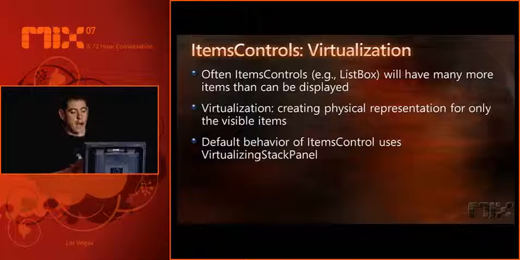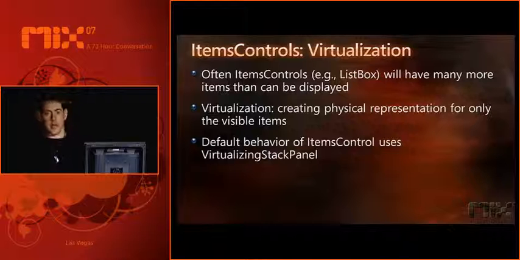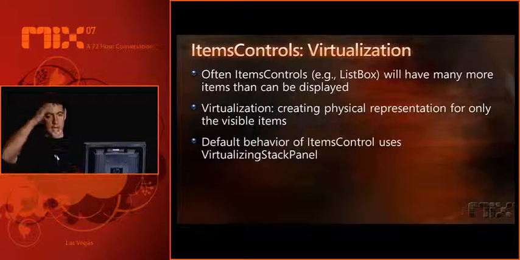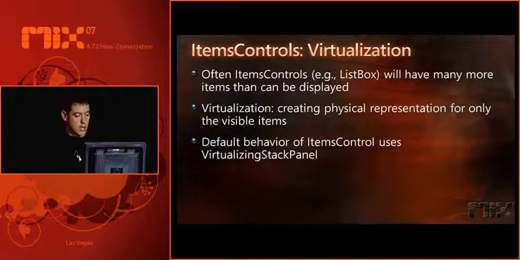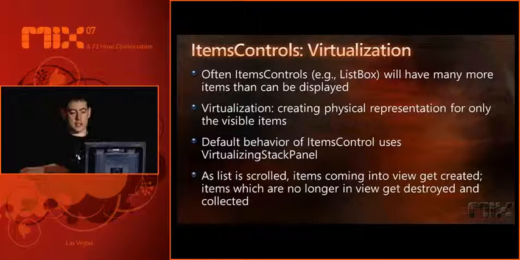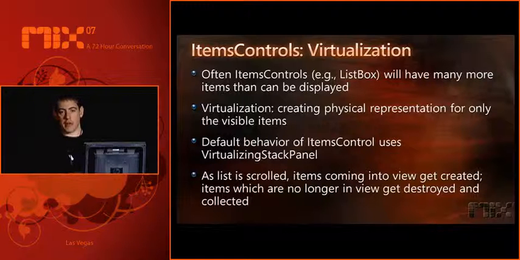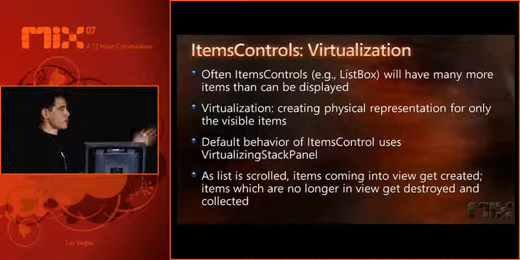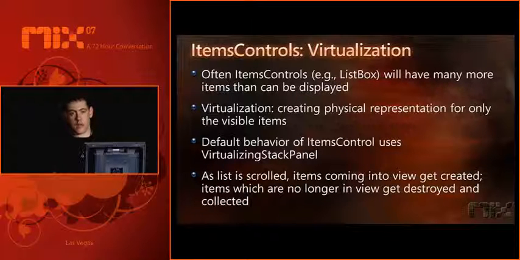The default behavior of items control uses a class called the virtualizing stack panel, which is basically a fancy way of saying a stack panel, vertically or horizontally, which only creates things that you can see. And as you scroll the list, the virtualizing panel is smart enough to say, oh, this item's going away, I'm going to throw it out, and this item's coming into view, I better create a visual for it. And that's the default behavior of list boxes, and if you ever snoop inside the tree, you'll see that.